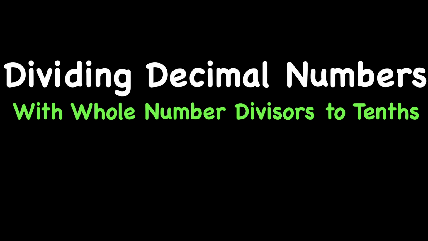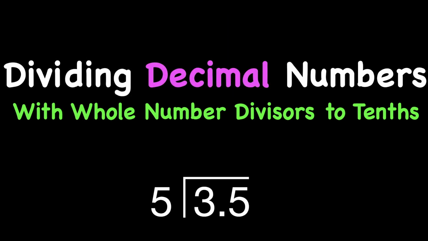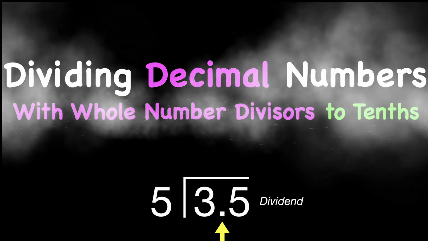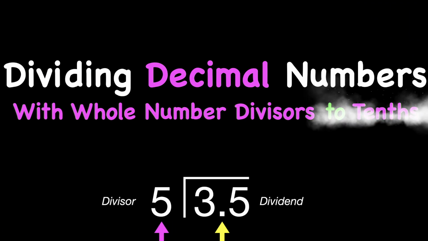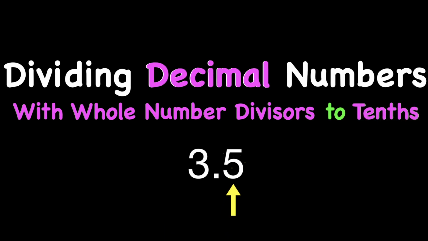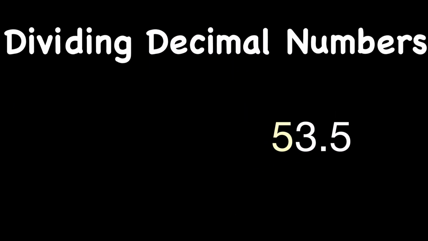Today's lesson is on dividing decimal numbers, and we're dividing with whole number divisors to tenths. Decimal numbers are numbers that have decimal points. For example, our dividend of 3 and 5/10 has a decimal point. Our whole number divisors means that we're dividing by numbers that do not have decimal points, they're whole numbers, and tenths is a reference to the place value that we're working on today.